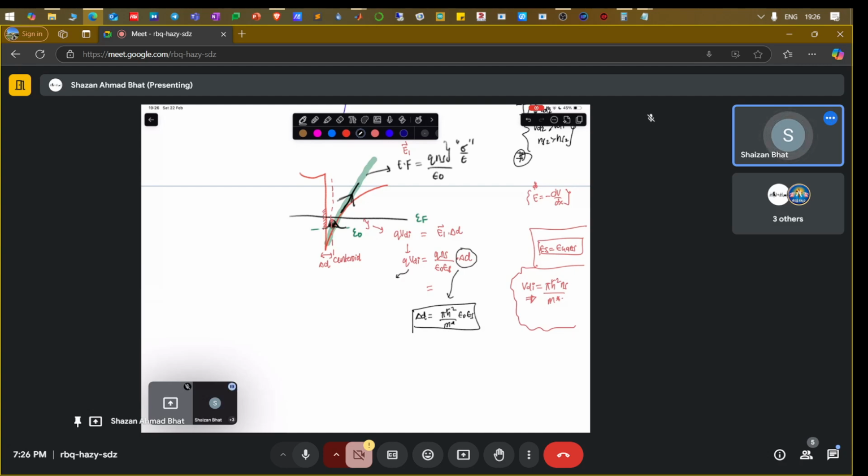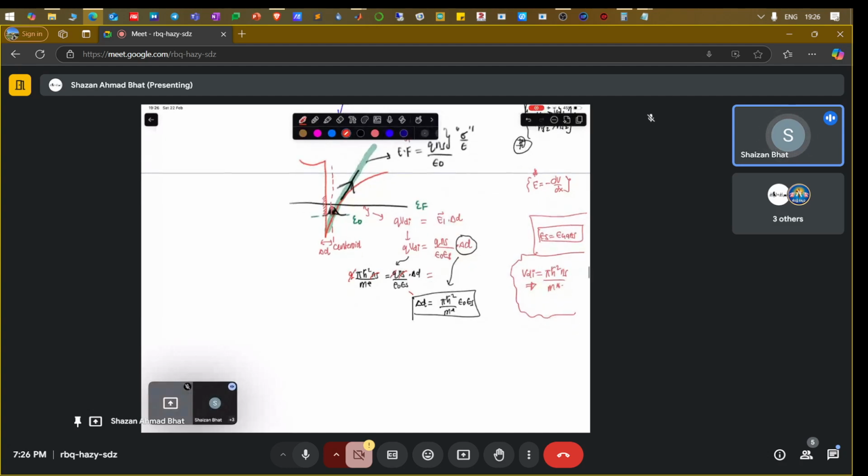So just put VDI equal to pi h bar square ns over m star, to be equivalent to q ns epsilon naught epsilon s delta D. Which terms will cancel out? Ns goes, epsilon will come on the other side. I guess there is Q here also. Yes, there is Q because it's Q times VDI. So this and this will go. So you have delta D, which is the distance of the charge centroid.